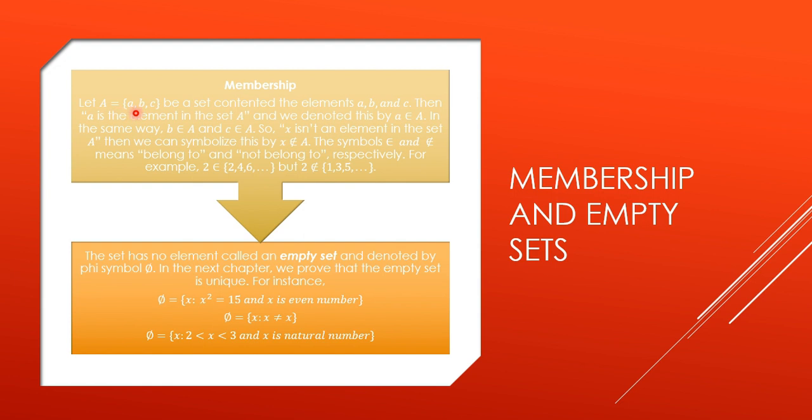Let A equal {a, b, c} be a set that contains the elements a, b, and c. Then a is an element in the set A, and we denote this by a belongs to A. In the same way, b belongs to A and c belongs to A. If x is not an element in the set A, then we can symbolize this by x does not belong to A. The symbols belongs to and does not belong to have this shape. For example, 2 belongs to the set {2, 4, 6, and so on}, but 2 does not belong to the set {1, 3, 5, and so on}.